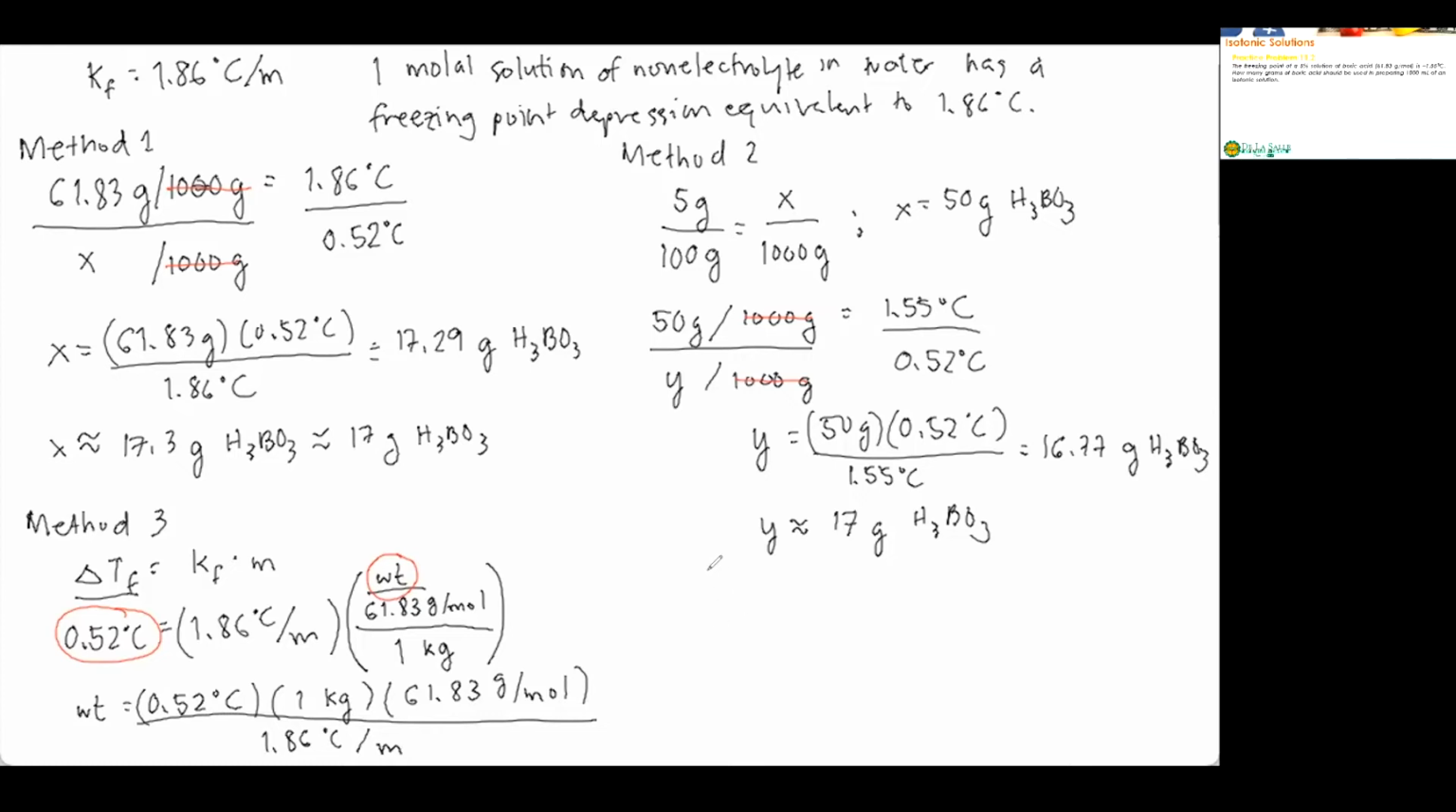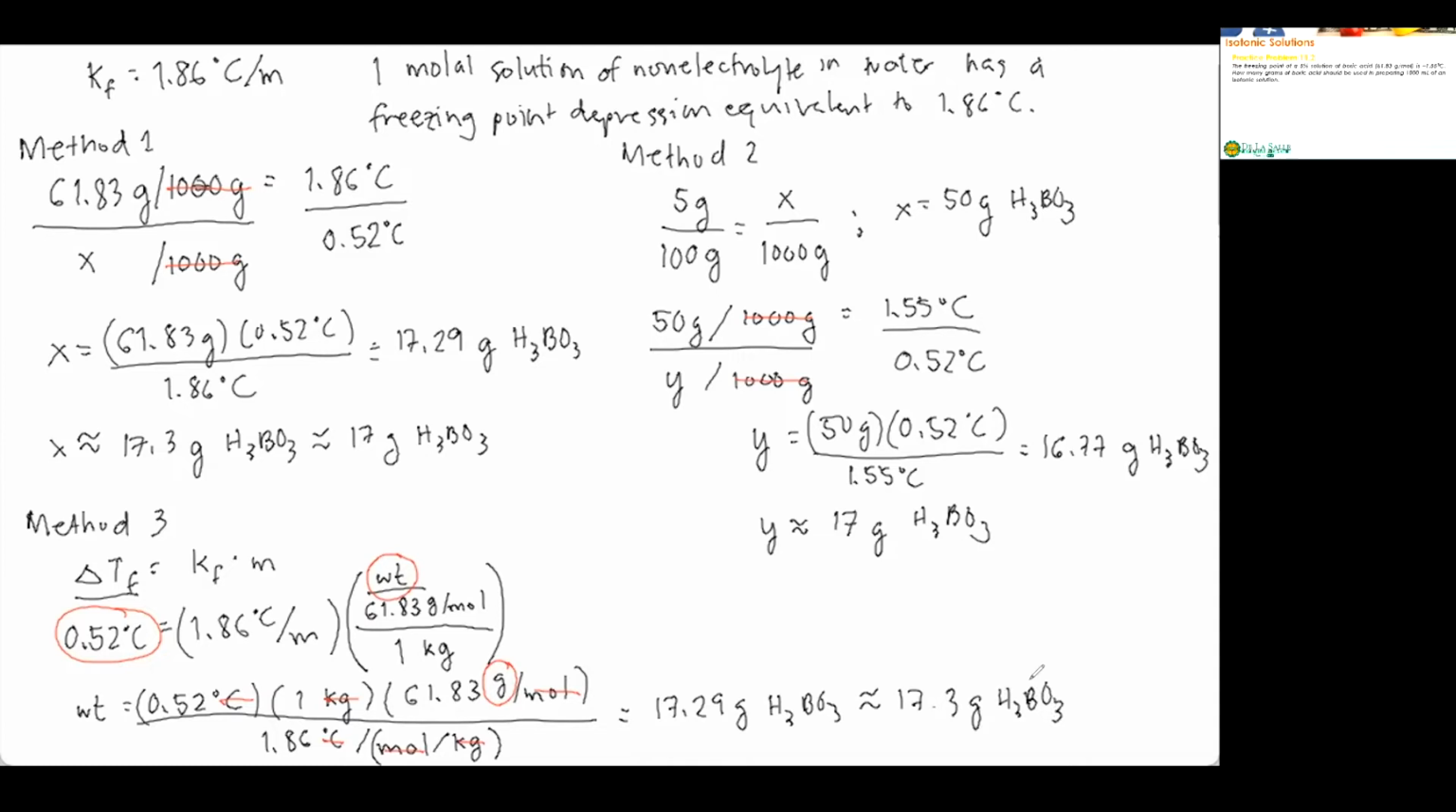So what will cancel out here? Take note that molality is essentially the number of moles per kilogram of the solvent. So what we will cancel here are the following. We will cancel kilograms, moles, and degrees Celsius. And we will be left with grams of boric acid. The weight of boric acid that is isotonic, therefore, is equal to 17.29 grams of boric acid. The same quantity that we determined before, approximately equal to 17.3 grams or 17 grams of boric acid.